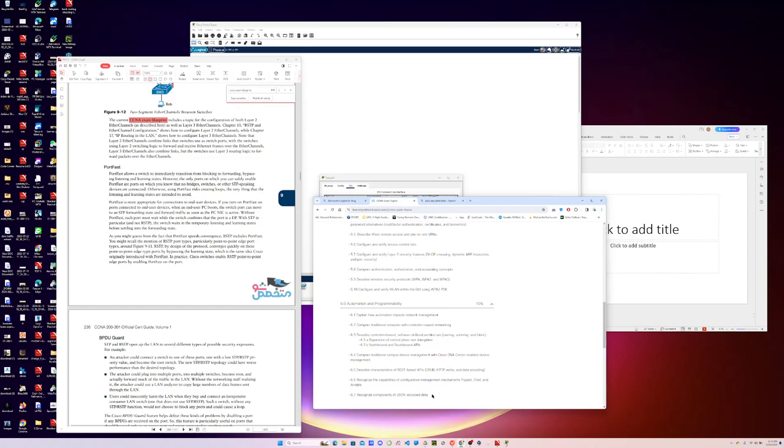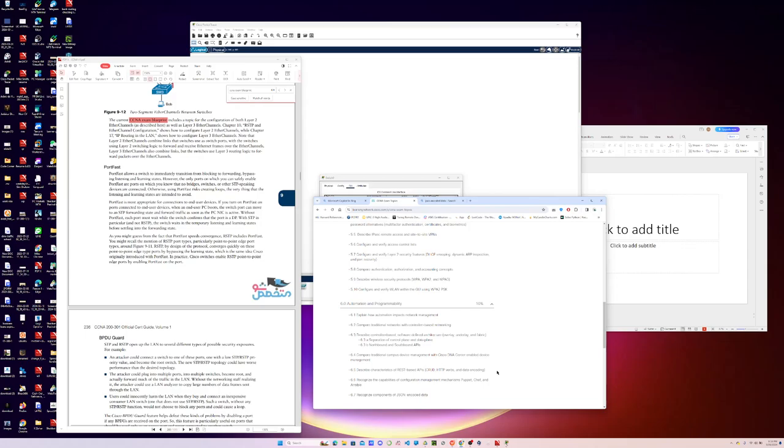That's what is happening here. Recognize components of JSON encoded data. You're receiving JSON encoded data at the end of all of this, but what is encoded by the JSON? Before that is recognize the capabilities of configuration management mechanisms, Puppet, Chef, and Ansible. So it could be that Ansible is what is responsible for sending that data through the JSON encoded data. Ansible is used as a network management tool that sends the same command simultaneously to hundreds of thousands of switches at a time to control those switches at a single time. So you can imagine Ansible doing that, sending those commands through the JSON encoded data.